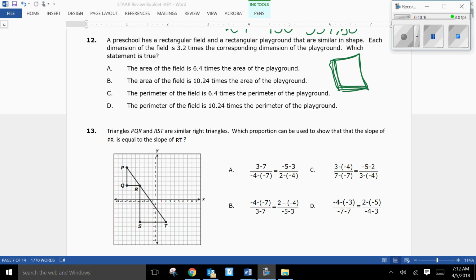So let's say my playground is 3 by 2. And my field is 3.2 times the corresponding side. So let's draw my field. So my field would be 3.2 times. So I'm going to do 3 times 3.2, which is 9.6. And 2 times 3.2, which is 6.4.